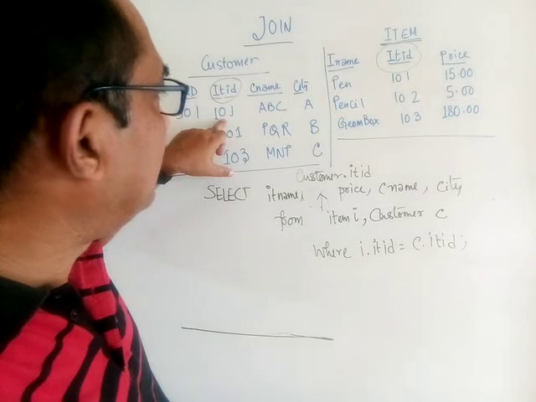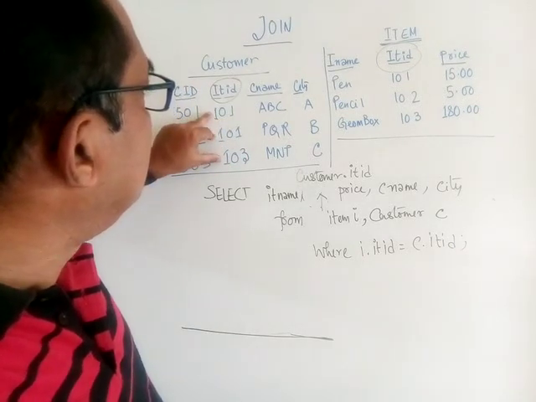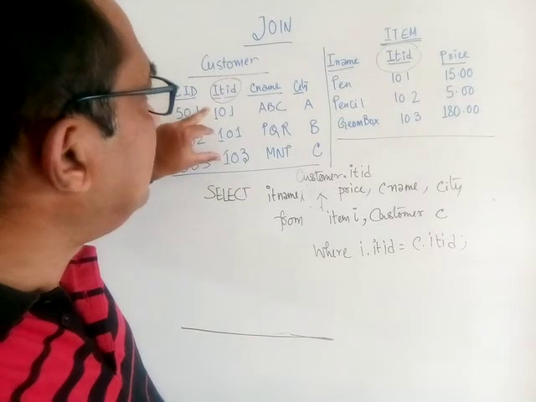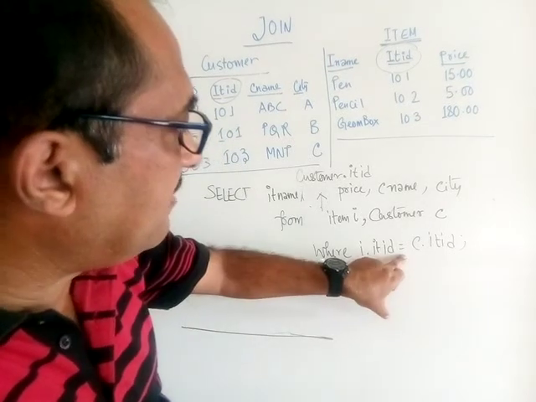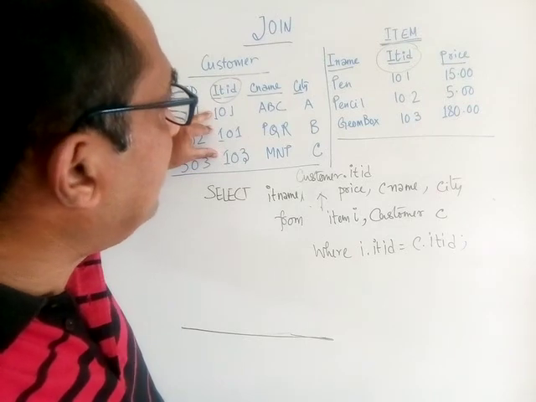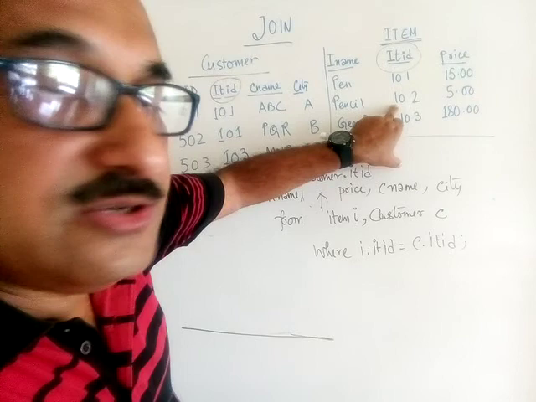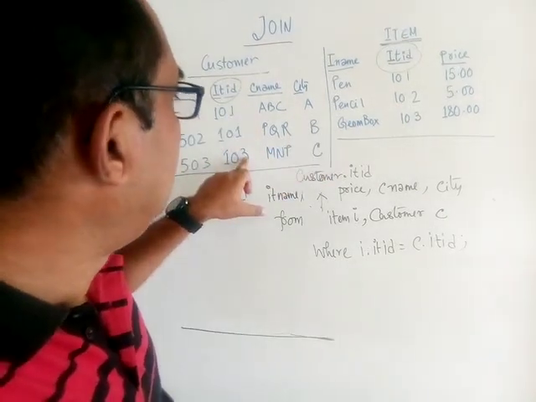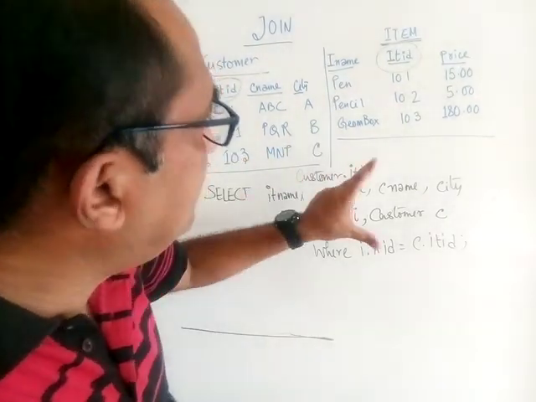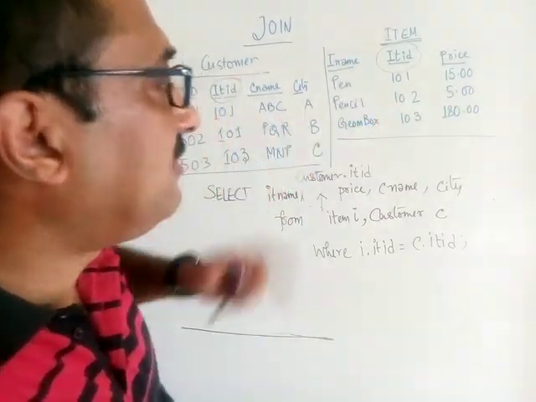101, this item ID will come. Now look at this here: 101, 101, 103. These three items are there. So if I am looking for a match between these two, customer ID and item ID, obviously there will be no match found for 102 because 102 was not there. So when a consolidated statement is displayed, obviously this record, pencil 102, I will not get to see anywhere.